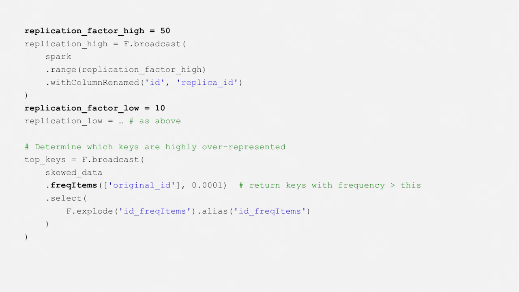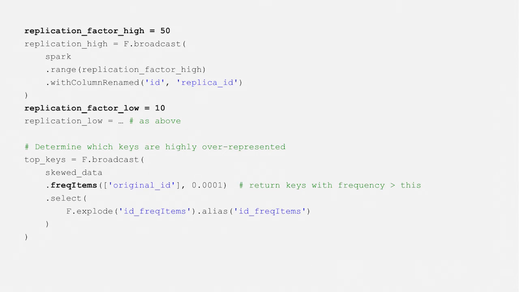So maybe you'll be over-replicating some, but that's fine. So then what you do is you have a different replication factor. So in this case, say 50 for the keys that appear a lot, and 10 for the ones that don't appear very often. That could even be 1 if you didn't want to replicate those at all.